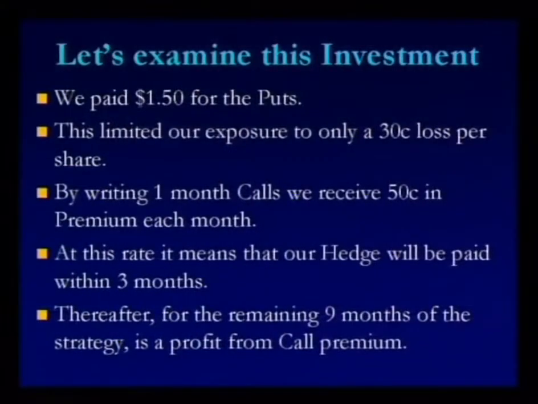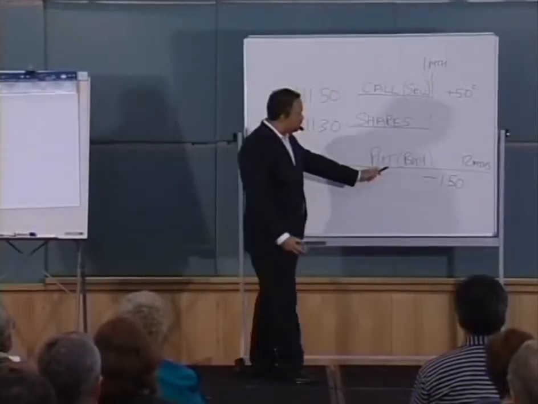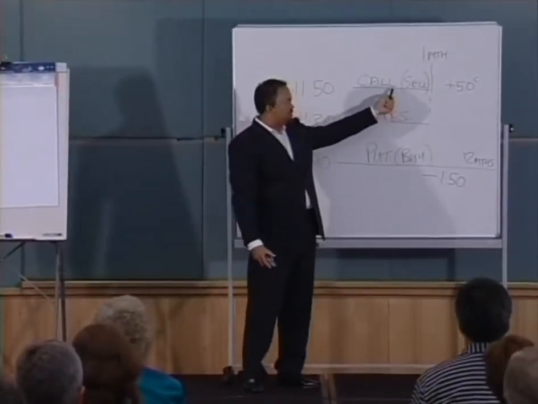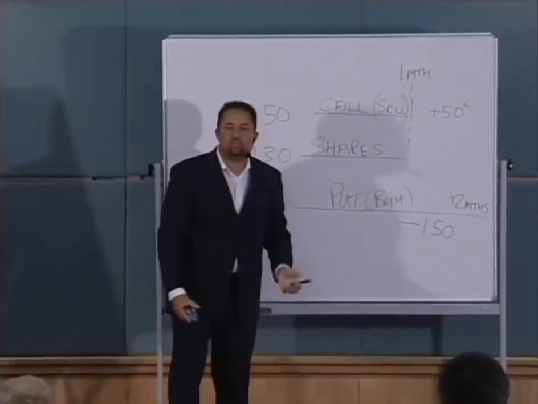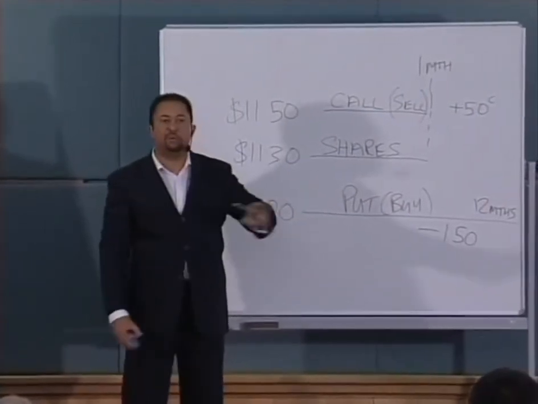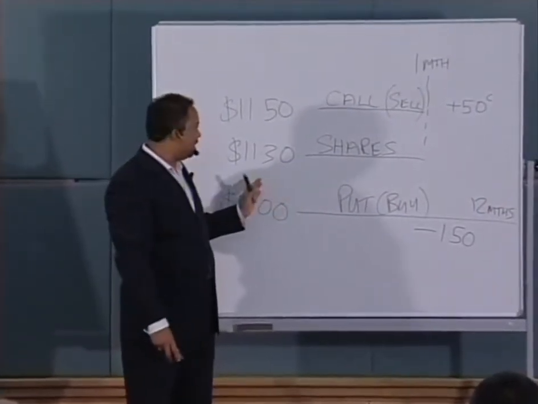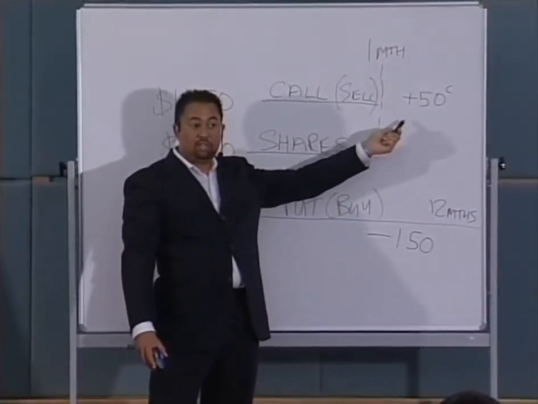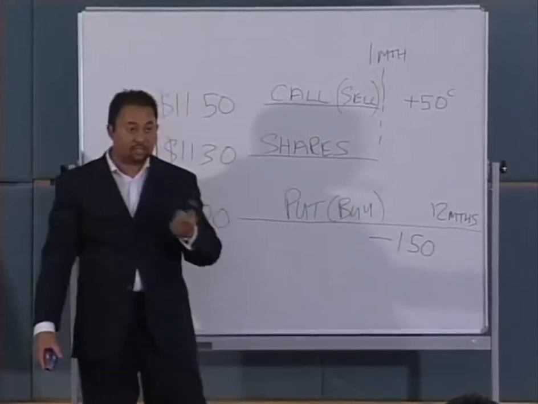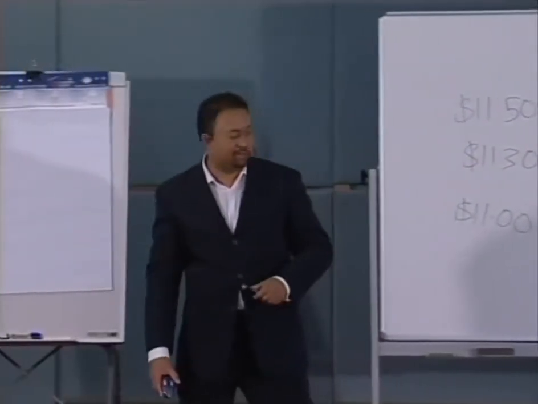Now let's examine this investment. We paid $1.50 for the put options. That limited our exposure to only a 30-cent loss per share. However, that's valid for 12 months, and we are writing 1 month call options. Now let's assume, all things being equal, the perfect scenario, that over the 12-month period you would collect numerous amounts of 50 cents, wouldn't you? In fact, you could get how many of them? 12 times it. Yes, $6 worth. Well done.